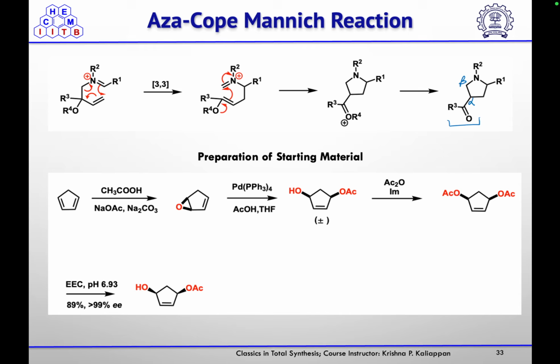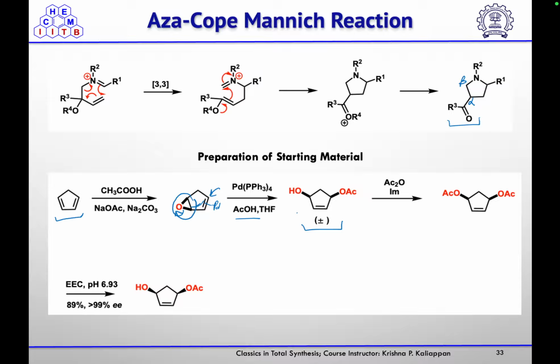So they start their synthesis from this cyclopentadiene, which on reaction with acetic acid in the presence of sodium acetate and sodium carbonate, first forms this epoxide on one of the alkenes, and then using a palladium catalyst in the presence of acetic acid, this palladium will coordinate with this alkene, and then it will form the pi-allyl complex by opening of that epoxide, and again the nucleophile, that acetate, will attack at this position to form this racemic allylic alcohol.